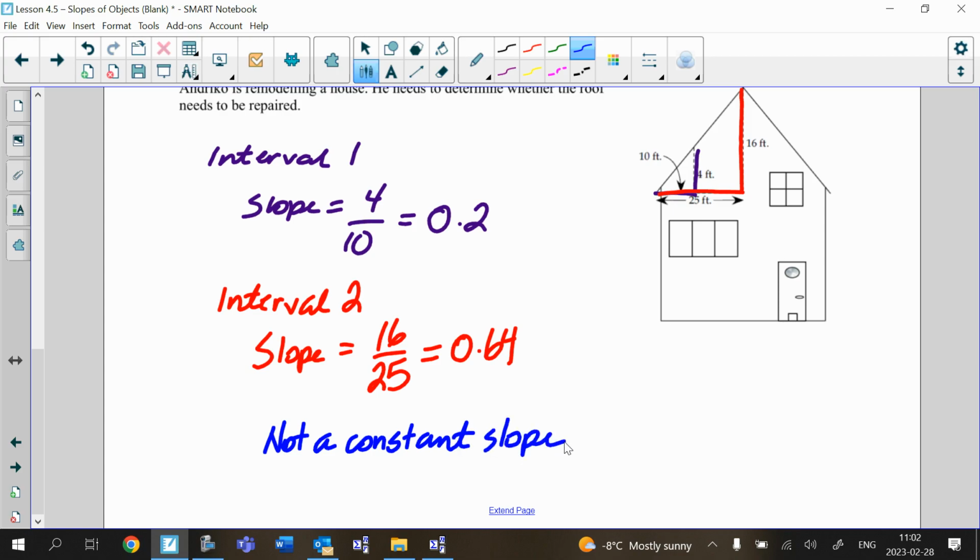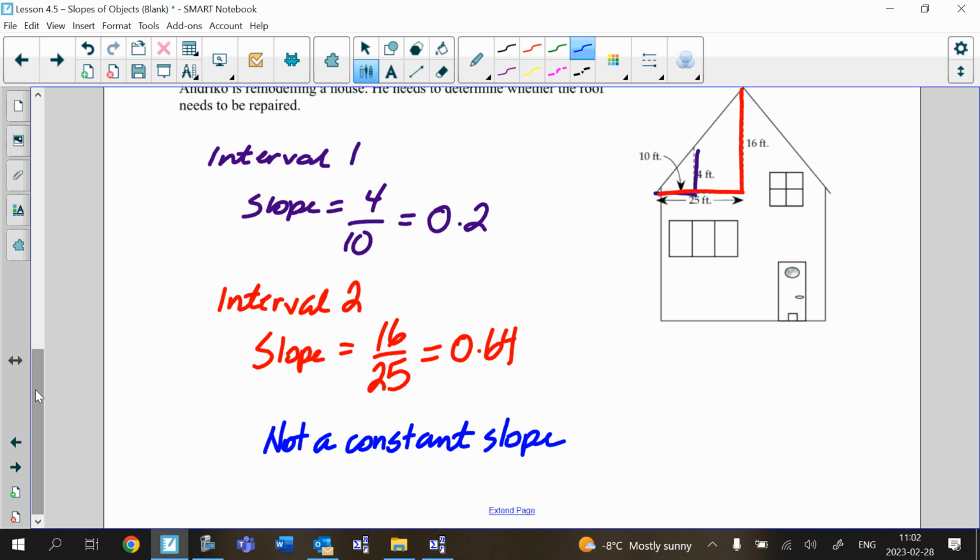So he would need to repair. Okay. So ramps, roofing, hills, those are the types of objects that we can use slope for.